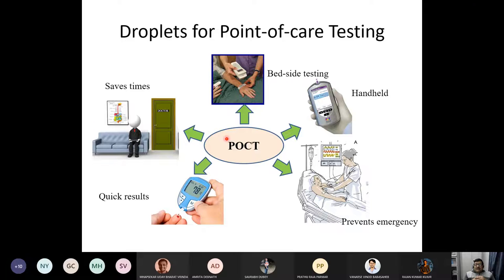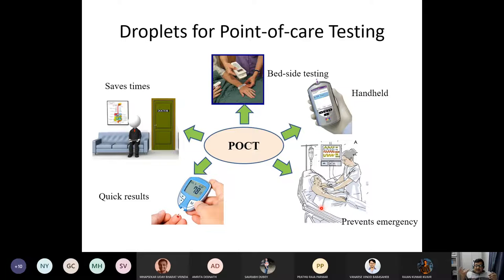Now, as I'm talking about more biological systems today than the ones that we discussed last week, which were more materials-based systems, one of the fastest increasing areas of research is point of care testing. What is point of care testing? It is like a kind of handheld device, like a glucometer, like a pregnancy kit, like a weighing machine, like a pressure monitoring device, like a pulse oximeter. I think that is one that has caught the imagination of everybody during this pandemic.